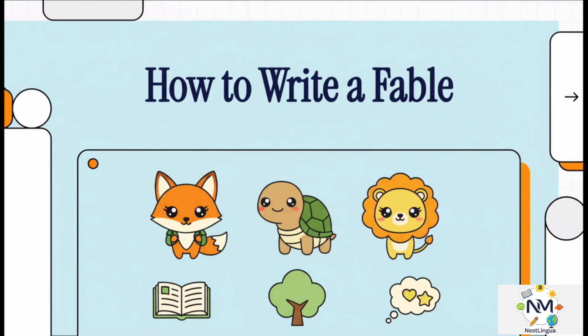Have you ever wanted to write a story that's short, sweet, but packs a real punch? Well, you're in luck. Today, we're going to jump right into the amazing world of fables. I'll show you, step by step, exactly how you can write your very own.